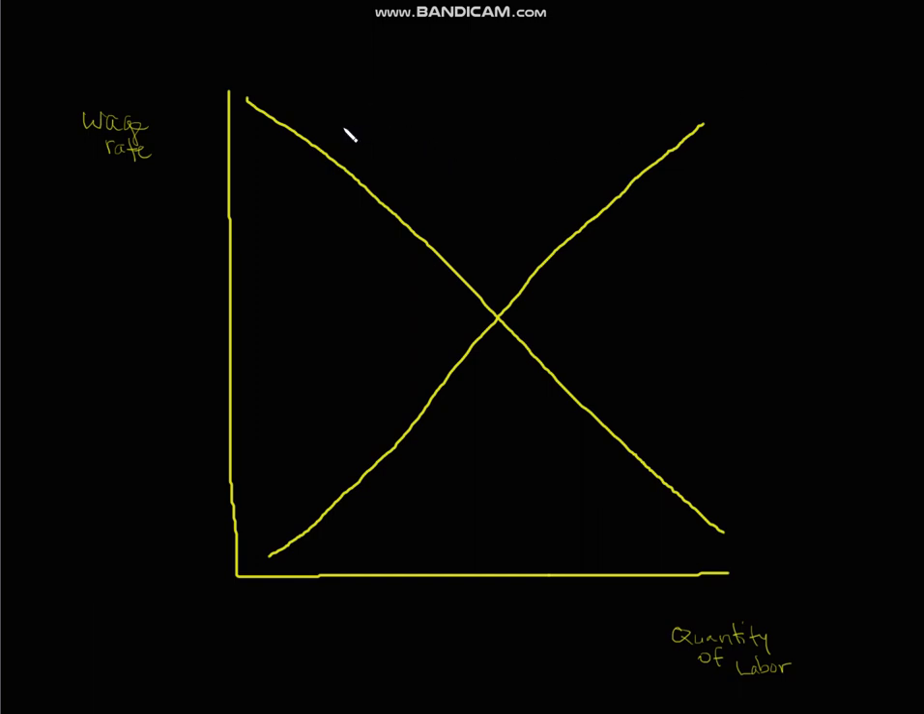Now we need to take a look at what happens when you have a monopsony. So you still have your demand for labor, which is your marginal revenue product, and you have your supply of labor. But what's going to be unique about this is there's going to be a separate marginal resource cost curve. The reason for this is that in order for the firm to hire more workers, they've got to raise wages. And when they do that, they're raising them for everyone. And when that happens, their marginal resource cost increases.